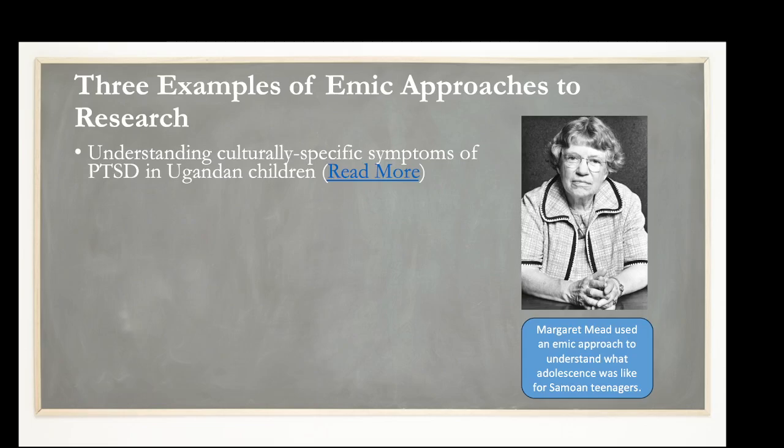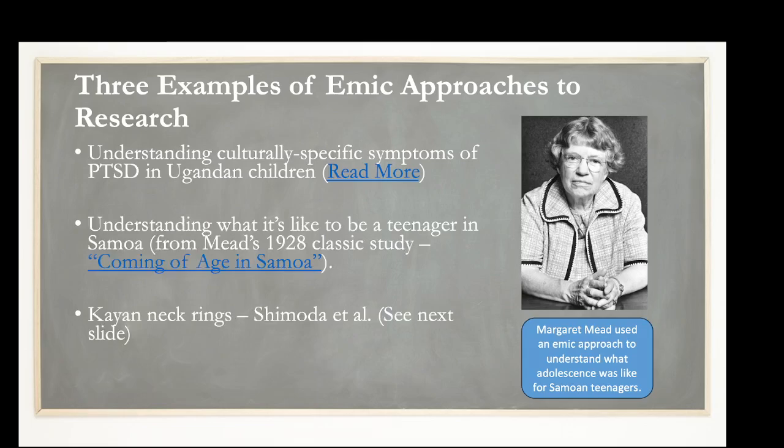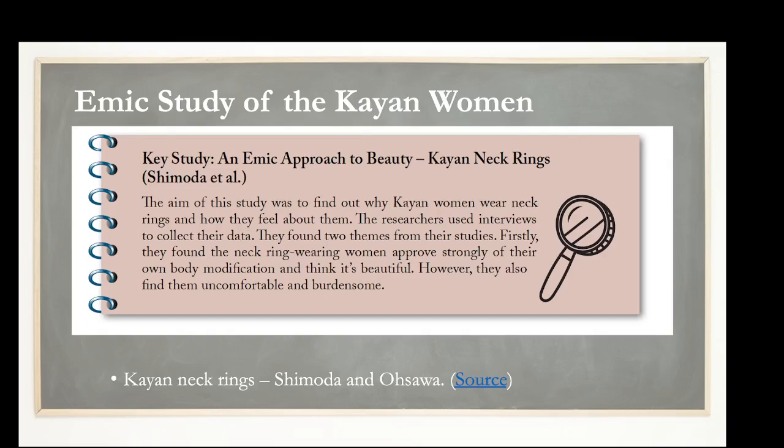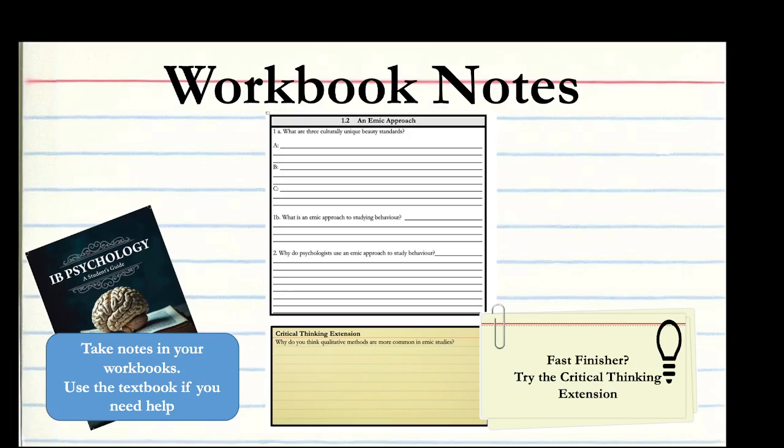So this is Chalk and Talk explaining, and just to help, often with just one example it doesn't make sense. So I've included here 3 separate examples of Emic approaches to research. One of them is on the blog looking at culturally specific symptoms of PTSD, the classic Margaret Mead study on Samoan teenage girls, and then this key study about Kayan neck rings.